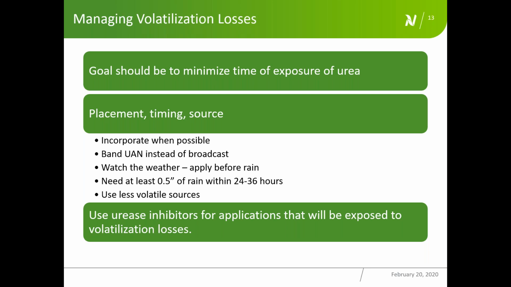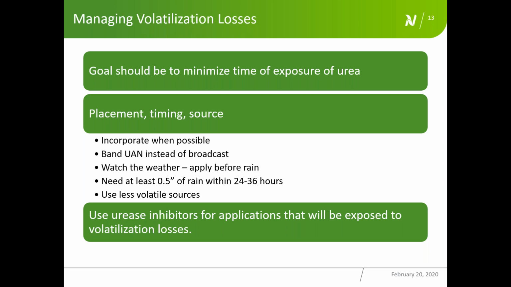Most of the research shows that if we can get at least a half an inch of rain within 24 to 36 hours, we can minimize volatilization. So a key recommendation is to watch the weather forecast. Now, obviously, that rainfall is unpredictable, but 1 to 2 day forecasts are generally somewhat reliable, though not completely reliable. But if there's a significant rainfall in the imminent forecast, then that would be a good time to apply urea. We may not always be able to do that.